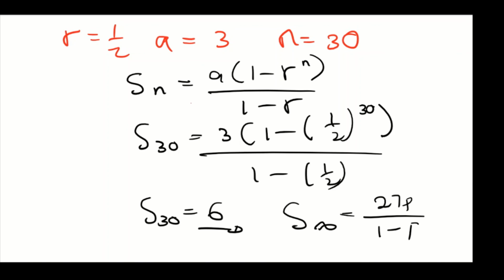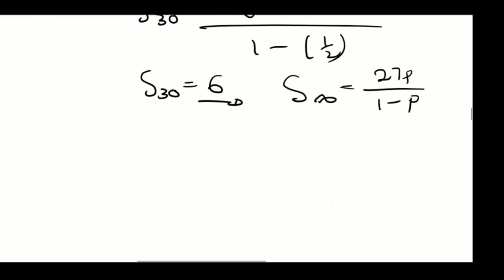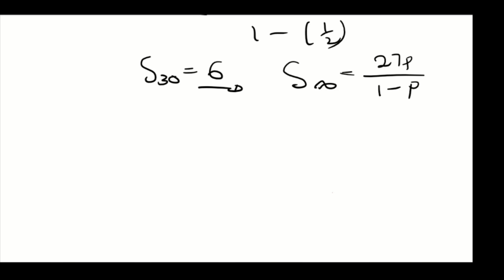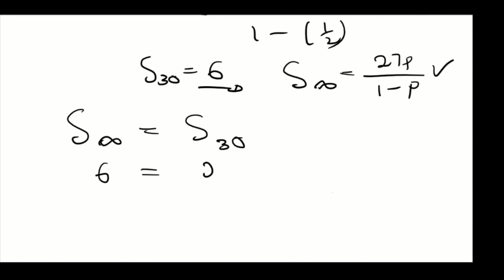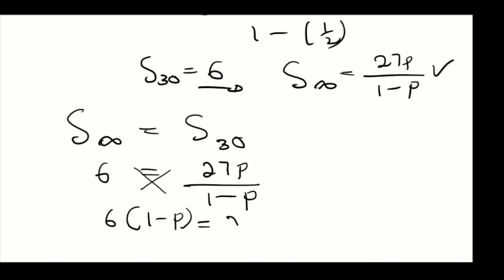over 1 minus p. And remember that these two sums were said to be equal to each other. So meaning that you're going to say the sum to infinity is equal to the sum of 30 terms. So we want to find the value of p. Remember that the sum to infinity is equal to 6, equal to the sum of 30 terms, which is 27p over 1 minus p. Then we cross multiply, it's going to be 6 into 1 minus p equal to 27p.